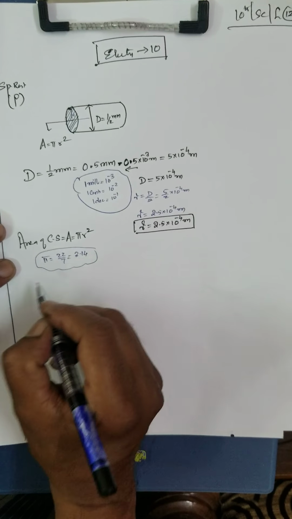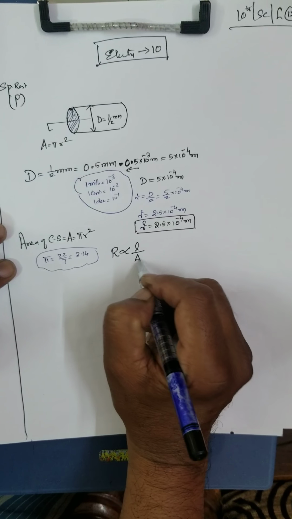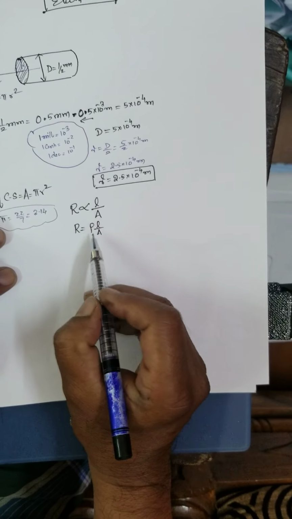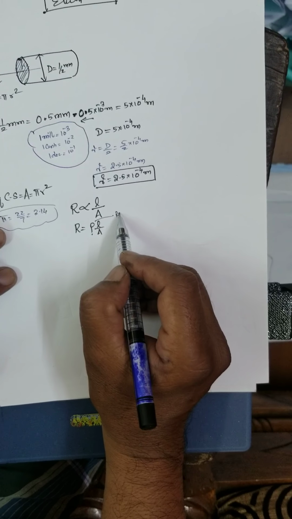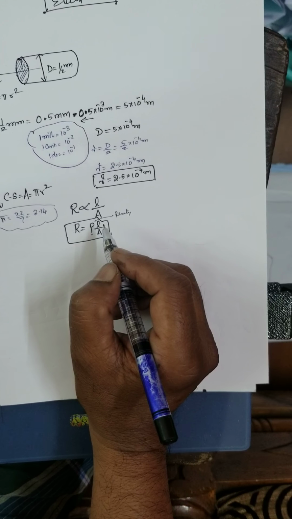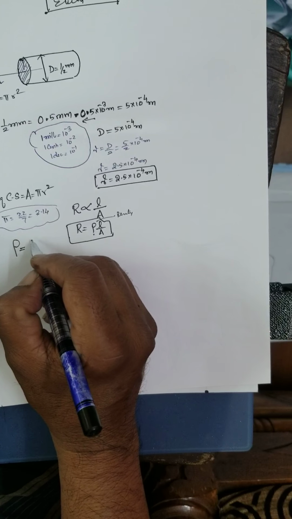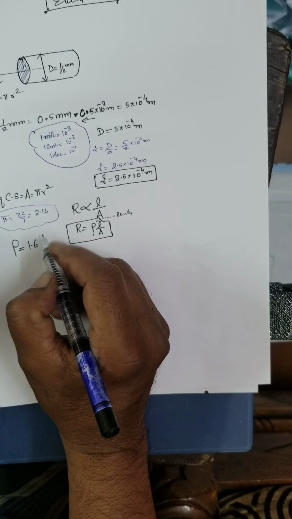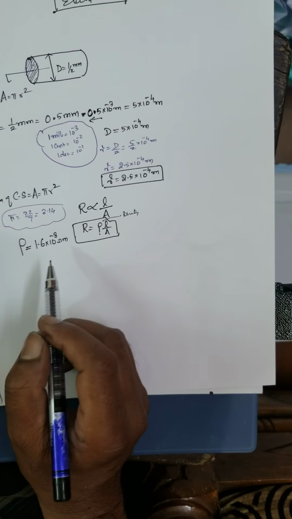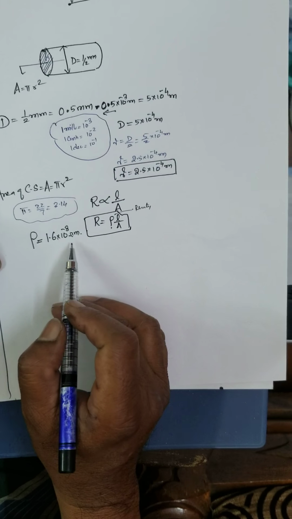Now, resistance, you know, the resistance of a material is directly proportional to length and inversely proportional to area of cross section. The resistance is equal to rho L by A. Rho is the resistivity of the material. Normally, the resistivity of the material, they will give the value in that problem. Resistivity of the material is 1.6 into 10 to the power of minus 8 ohm meter. This value is given in the problem. Unit is ohm meter. Everything you do in SI unit only.